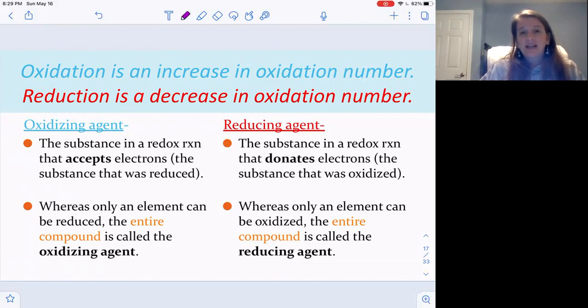Now, when we were assigning oxidation numbers and determining what was oxidized and what was reduced, we were identifying a single element as being oxidized or reduced. When we identify the agents, we are identifying the whole compound, the whole reactant that has a substance that's doing the oxidizing or doing the reducing, okay? So the reducing agent is the substance that's going to cause the reducing, so it's going to be the substance that is oxidized. And again, we're looking for the whole compound, okay?